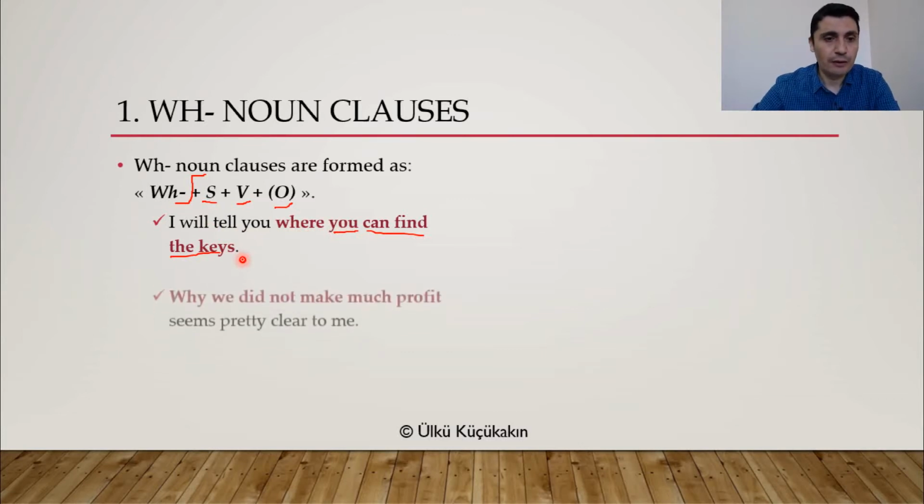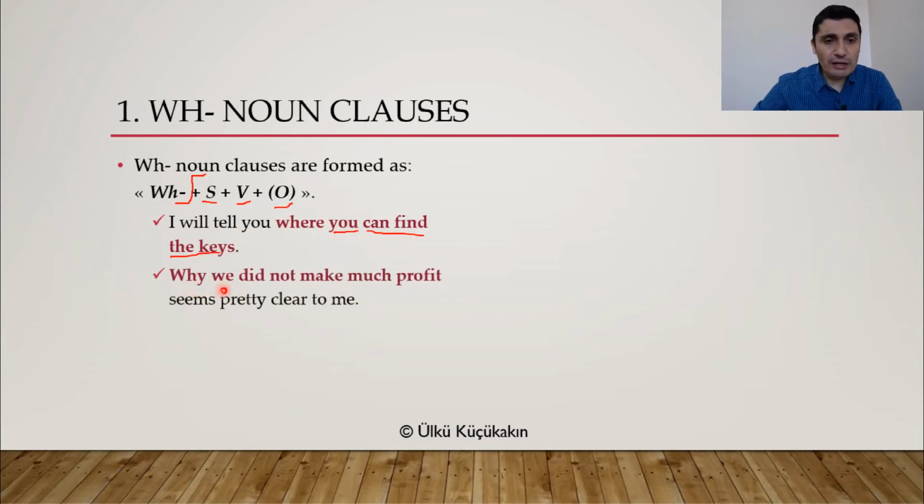All right? Another example. Why we didn't make much profit seems pretty clear to me. As you can see, after why we have a subject, we have a verb, didn't make, and we have an object, much profit, and all of it, this all here is our subject. Seems is our verb, and pretty clear to me is our object. All right, so it works like this.